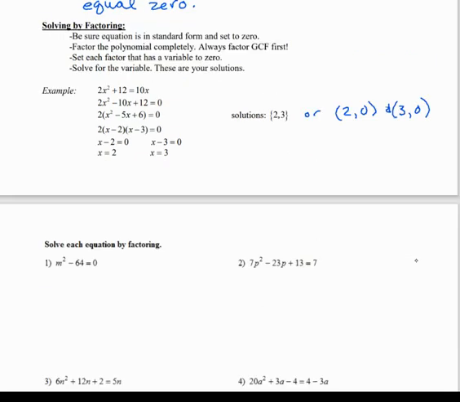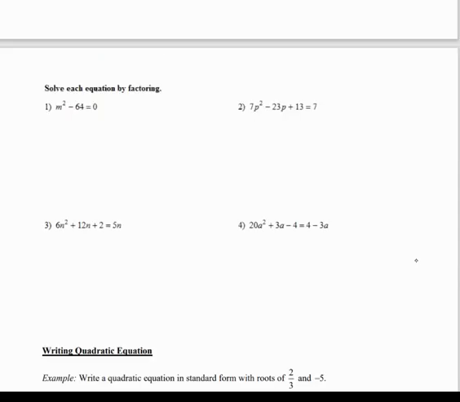So let's look at a couple together and then you will try them on your own. So why don't we just do number 4 together? If I look at number 4, I need to get that in standard form. So I need to subtract 4, and I also need to add 3a. This gives me 20a squared plus 6a minus 8 equals 0. At this point, I can now factor. So there is a GCF of 2. Factor that out, and I get 10a squared plus 3a minus 4.